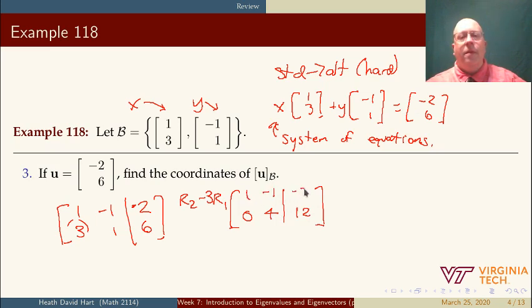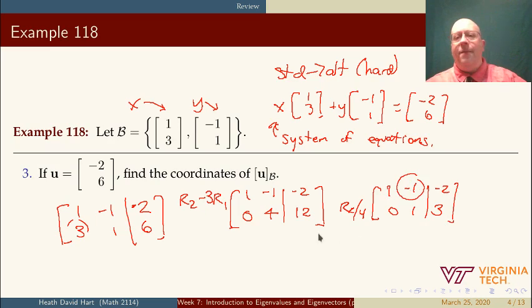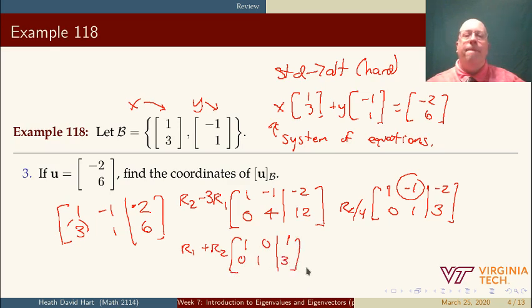Divide this row by 4. 0, 1, 3, 1, negative 1, negative 2, and then finally eliminate this 1 up here. Row 1 plus row 2, 1, 0, negative 2, and 3 is 1. And so x is 1 and y is 3.